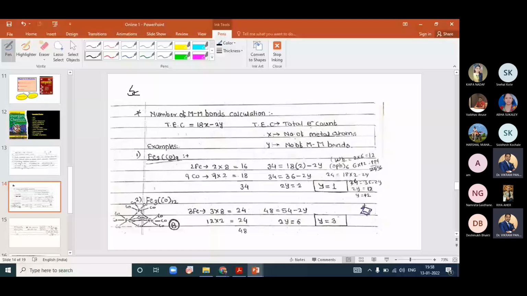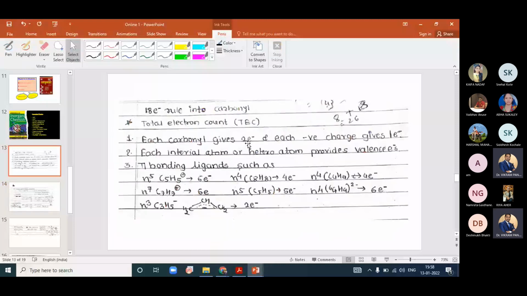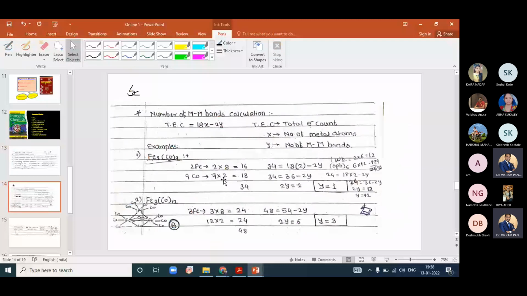So 2 into 8 you will get 16. And the ligands, carbonyl: how many ligands are there? 9 ligands. As I showed you, for each carbonyl you have to take 2 electrons. So 2 nines are 18. So the total electron count will come as 34. So this value is 34.